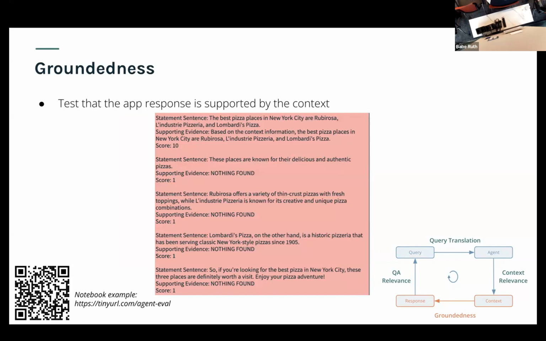So even worse, here's one more example. Here we have one good sentence, which is the list of best pizza places in New York. And we asked it, what's the best pizza in New York? And then you can see we have a bunch of essentially made up statements about whether they're known for delicious and authentic pizzas, no evidence for that. That Rubirosa offers a variety of thin crust pizza, no evidence for that, and so on, no evidence for a bunch of these. So we have a really low score on the groundedness of this statement right here.